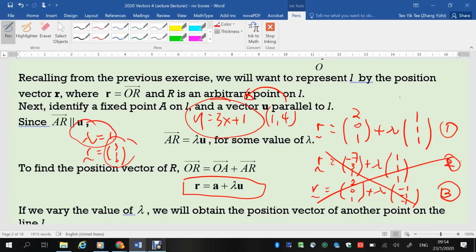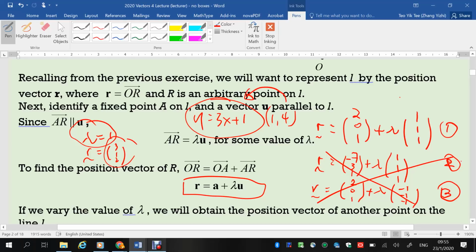Anyone don't know what is happening? Let's try again. What happens when lambda is minus 1? What will you get? You get (1, -1, 0), right? So this is a point on my line 1. Can I accept? Anyone still not sure what is happening? Still don't know?